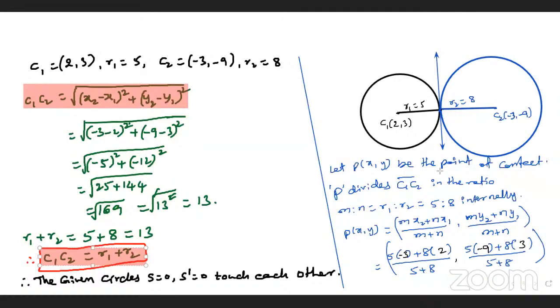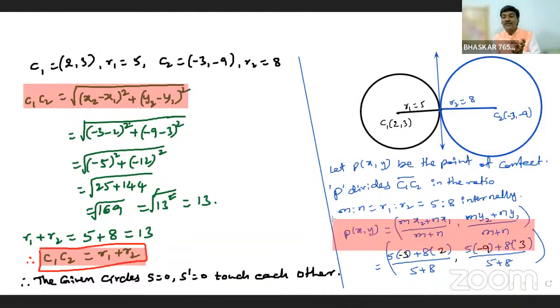Very good. Okay, after that, we have to find the point of contact. The point of contact I am considering as B. This point of contact B divides C1C2 in the ratio R1 is to R2, that is m is to n is equal to R1 is to R2, which is 5 is to 8, internally. So that's why we are taking plus in the formula. What is the formula here?